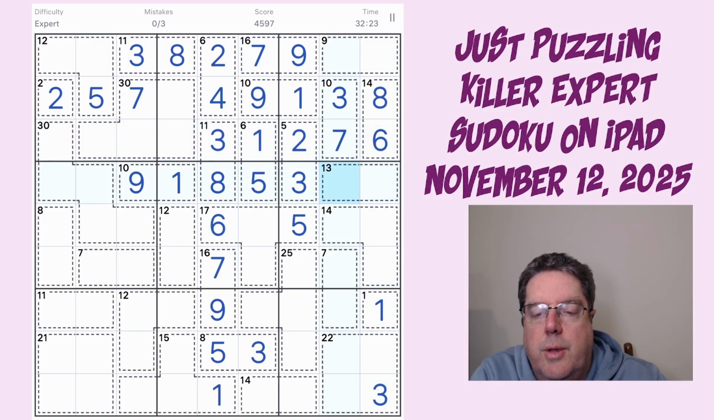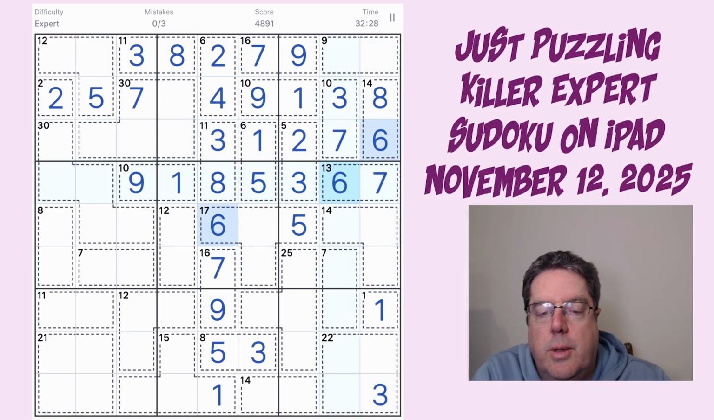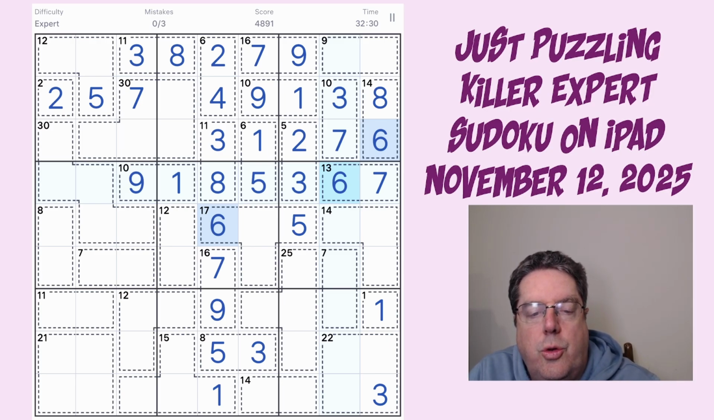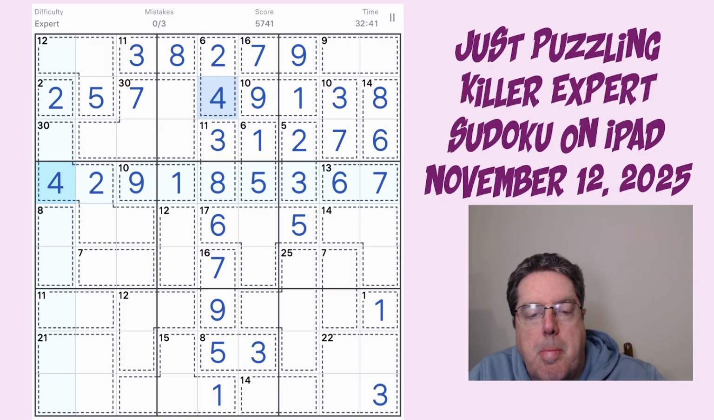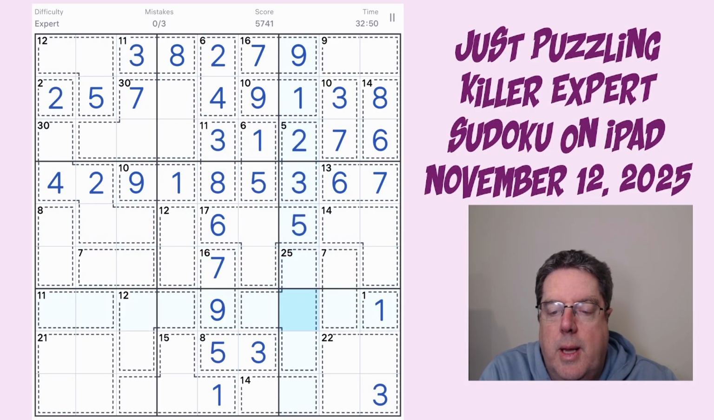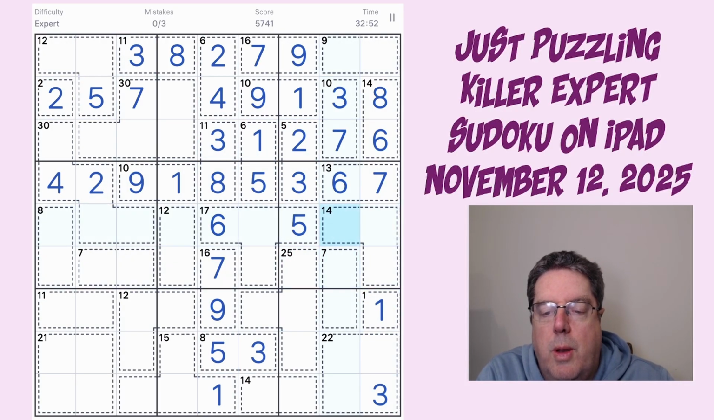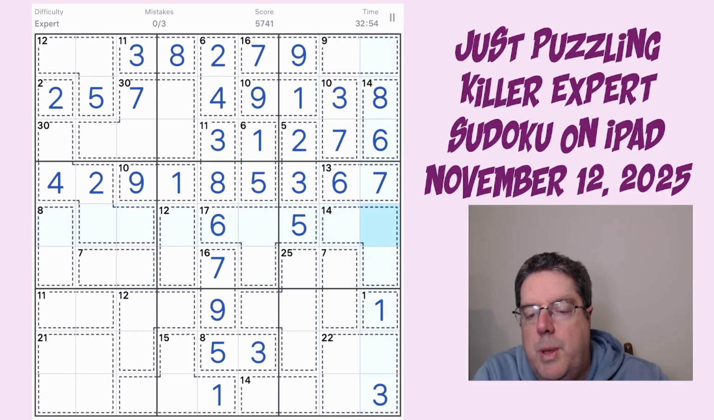This was 6 and 7, so 6 can't be there, so this is a 7, leaving this to be the 6. 1, 2, 3, 4. Okay, 4. 2, 4, 7, 1. So 1 can't be there. 1 can't be there, so 1 is one of these two. That could be 9 and 4.